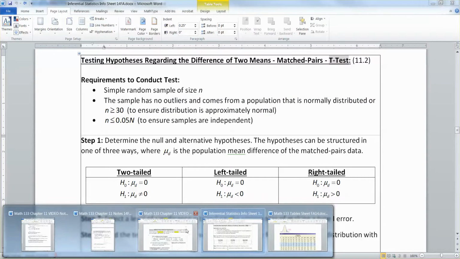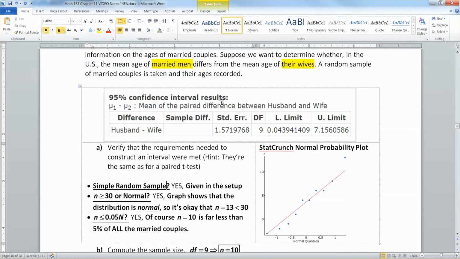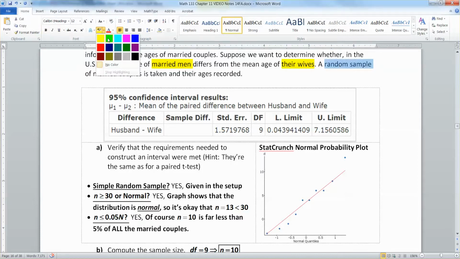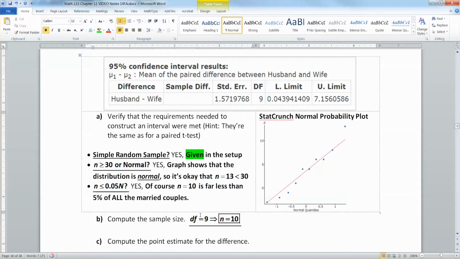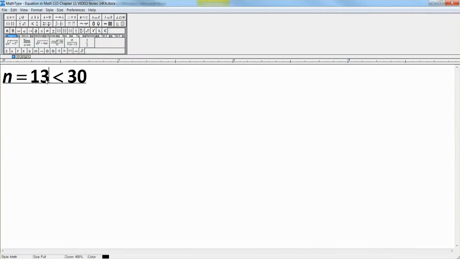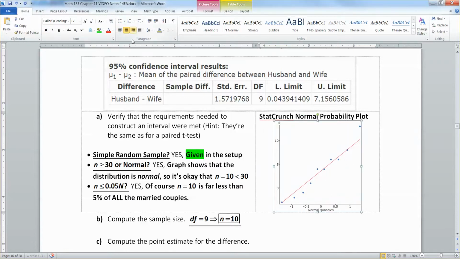So I'm going to use that information and verify our requirements. Do we have a simple random sample? Absolutely we do. It says right here that it's a simple random sample, so it's given to us. So yes, we've got that. Do we have n greater than 30? Well, no, we don't. It's a little bit jumping the gun, but we actually have n equals 10. But it's okay that n is 10 because we know from the graph that the distribution is normal. We need to know that it's normal or that it's bigger than 30. We know the normal part because of the graph right here.